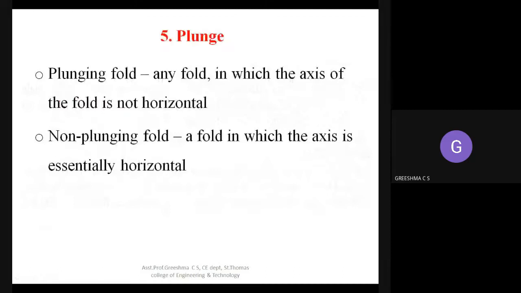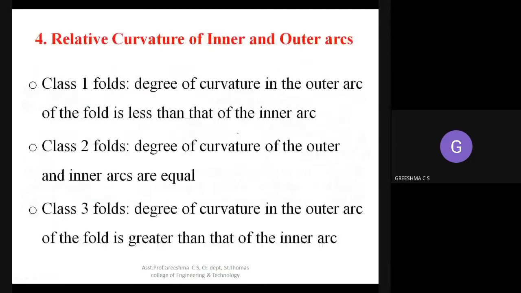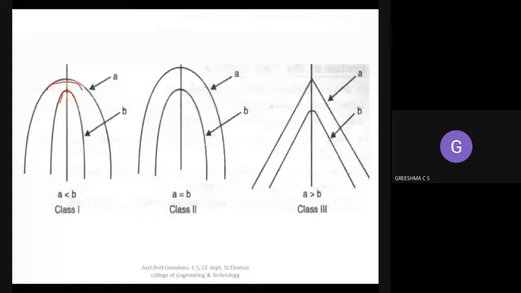Now coming to the class 2 fold, the degree of curvature for the outer and inner arcs will be the same. You can see this is the outer arc and this is the inner arc, and they will be the same. So that is classified as class 2.